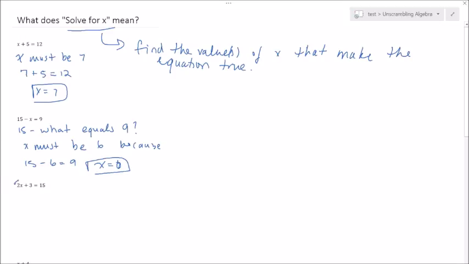Well, in order for this to be true, what does 2x have to be? Well, then the question becomes, what plus 3 is equal to 15? And that answer is 12. So 2x must equal 12 in order for this equation to be true. Well, if we know that to be the case, then 2 times what equals 12? Well, 2 times 6 is equal to 12, so the answer here must be that x equals 6, because if we were to sub this back in, that checks out.